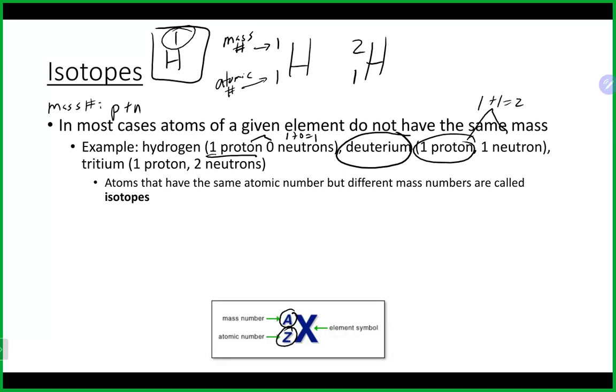And this would be our symbol for deuterium, which is basically still hydrogen, and it's still hydrogen because it has 1 proton. Those two have different masses because the one on the right has an extra neutron that the one on the left does not. It's actually heavier, which is why it's sometimes referred to as heavy hydrogen. Yeah. Question?